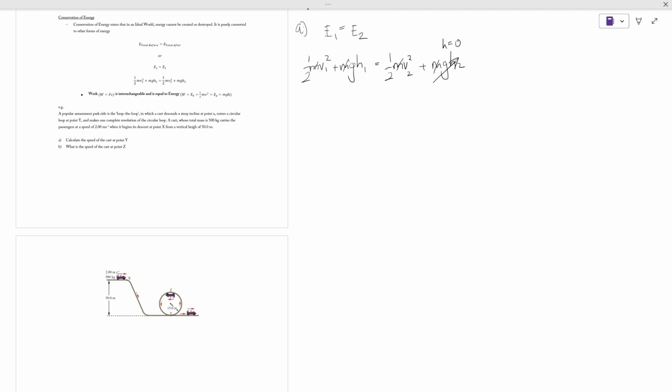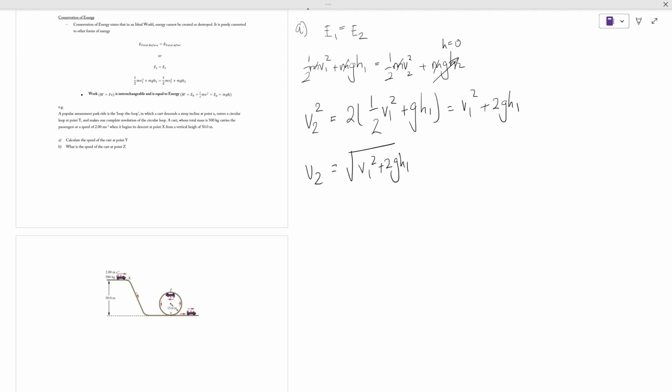So just to simplify things, I'm going to rearrange this in terms of V2. So we have V2 squared is equal to 2... Cool. And then technically we can simplify this further. So the half disappears, and you're left with v1 squared plus 2gh1. And to get rid of the square, you want to square root the whole thing. So you've got the square root of v1 squared plus 2gh1.